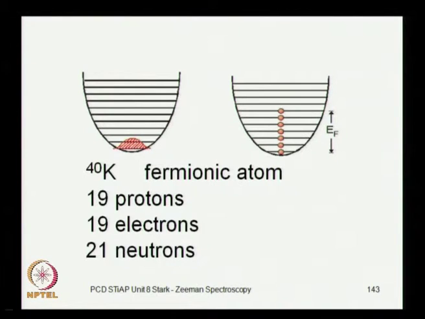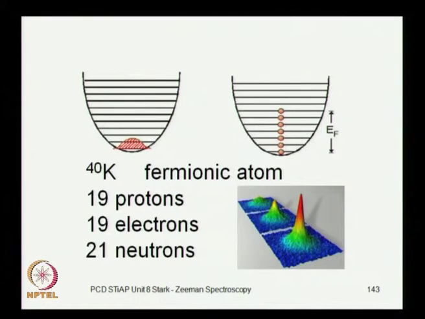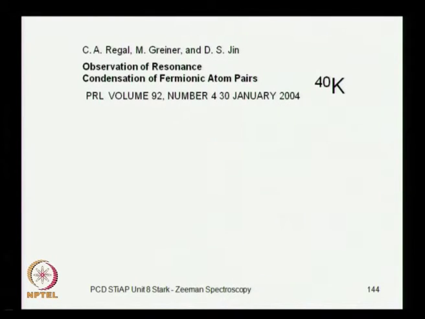Now, if you look at this isotope of potassium, this is a fermion, it has got 21 neutrons. The number of protons and electrons is equal, both equal to 19. So, it is a Fermi atom, and this is what has been achieved with this atom. Now, this is certainly not a Bose atom. This experiment was done by Cindy Regal's group, Regal, Greiner, and Jin, and this is reported in the Physical Review Letters of 2004 on this particular isotope of potassium.